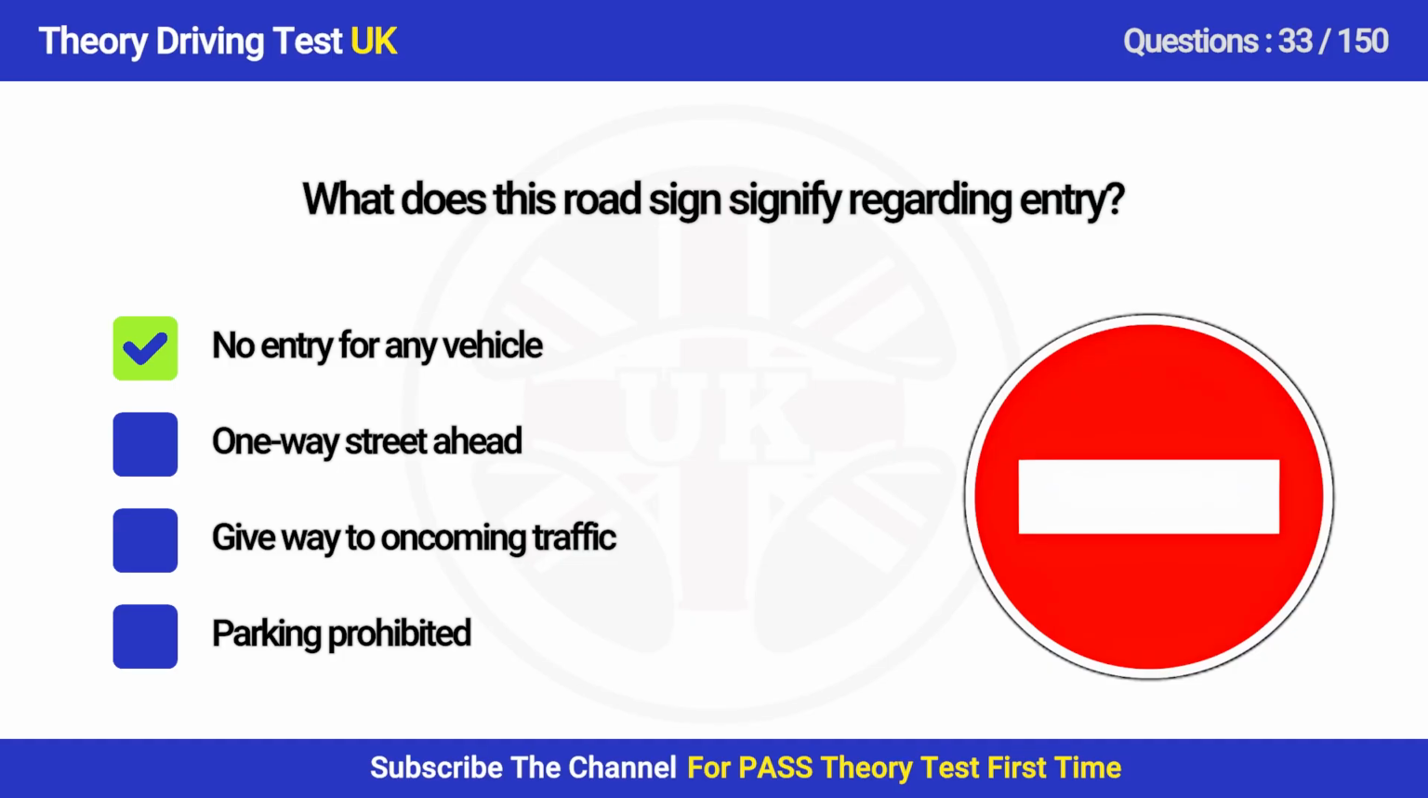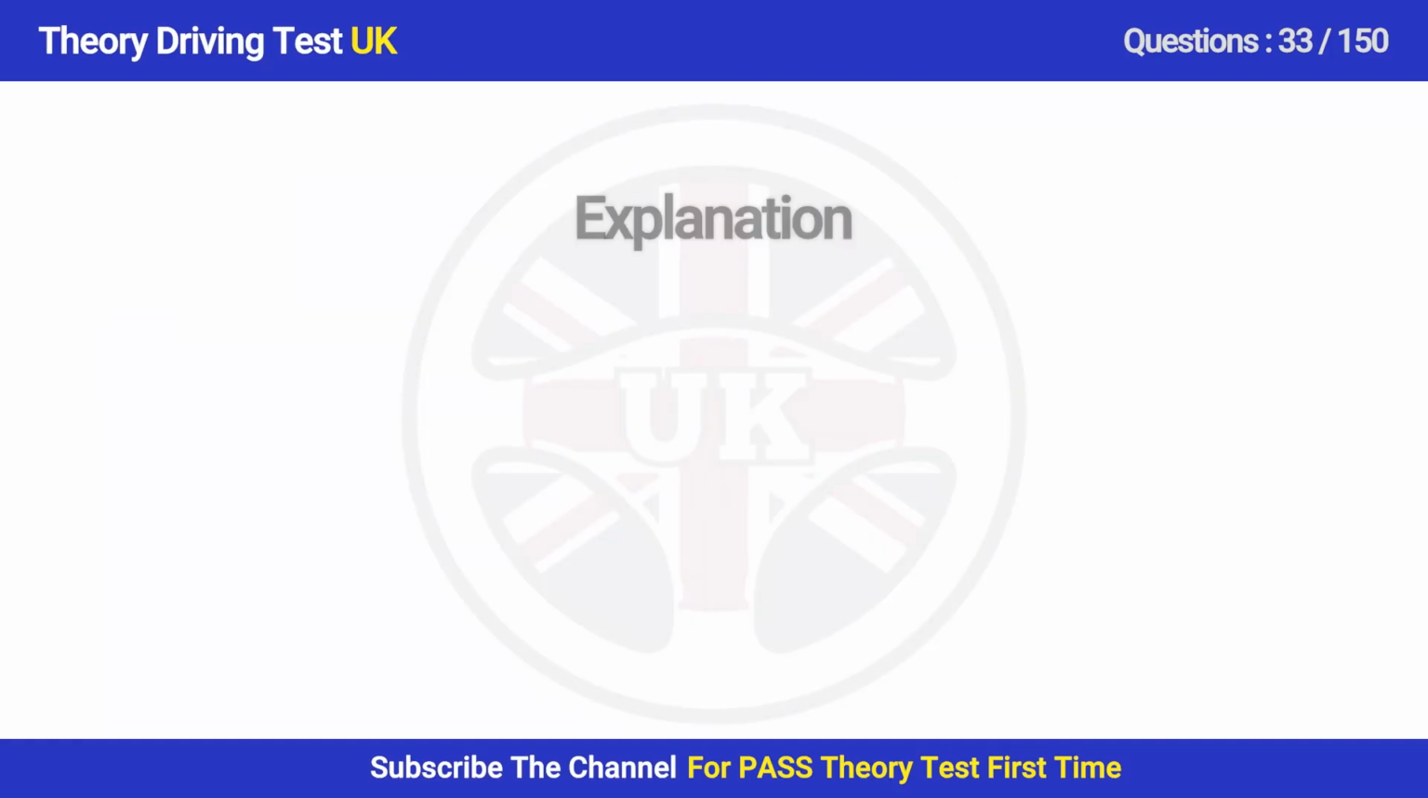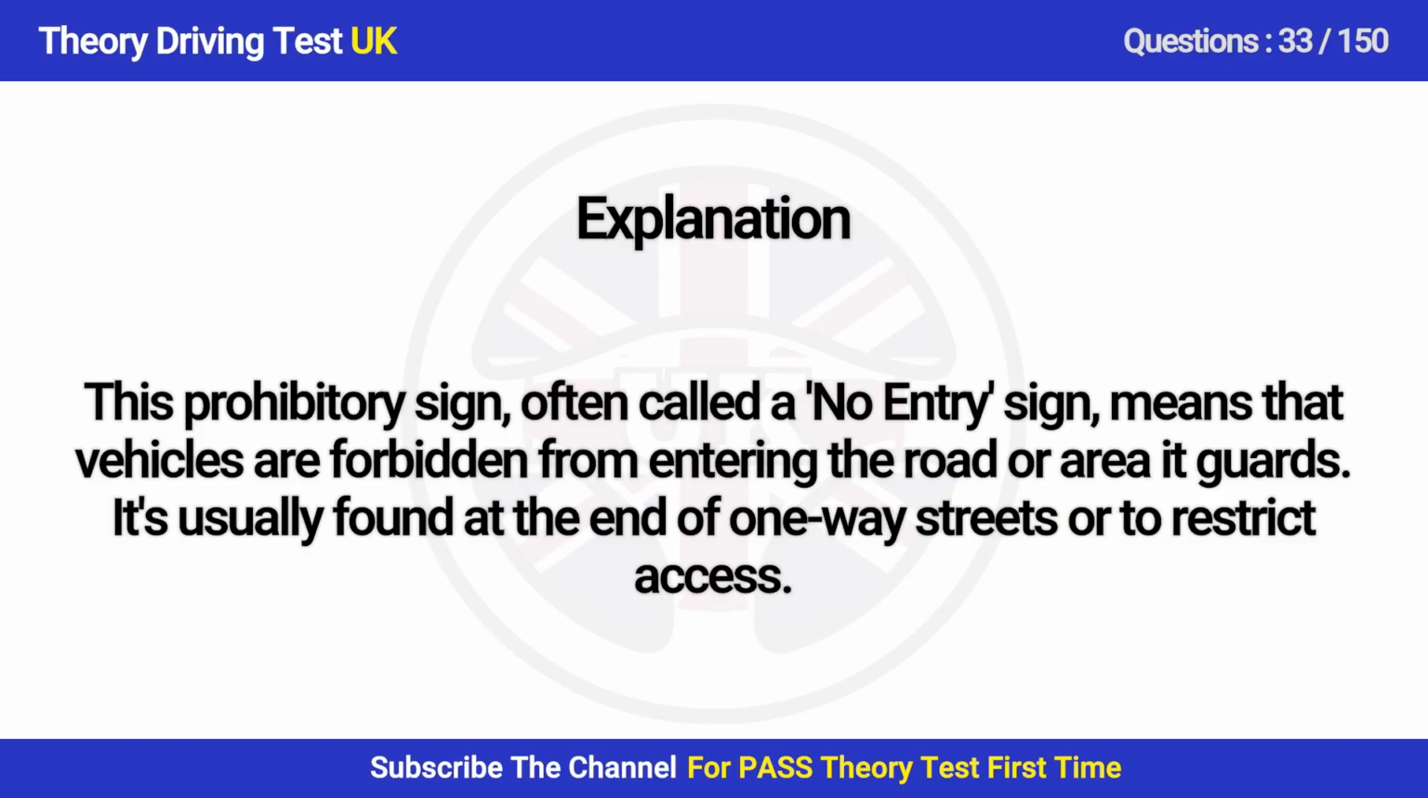Answer is A. No entry for any vehicle. This prohibitory sign, often called a no entry sign, means that vehicles are forbidden from entering the road or area it guards. It's usually found at the end of one-way streets or to restrict access.